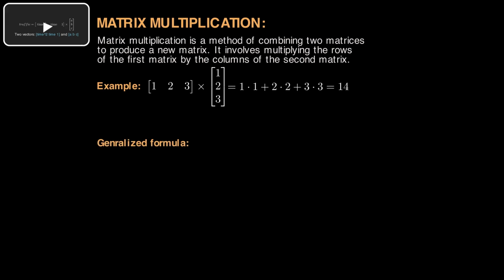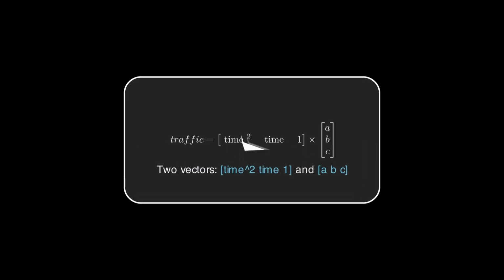The general formula for matrix multiplication is... expanding the terms gives us the sum of each element's product. Let's pick up where we left off.